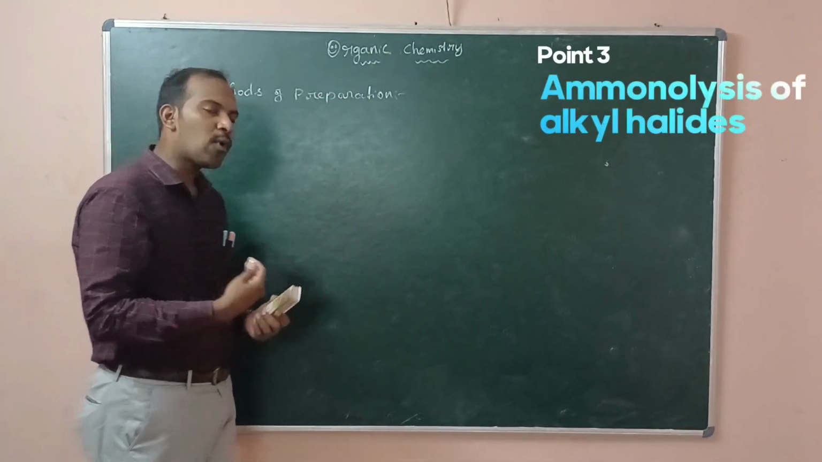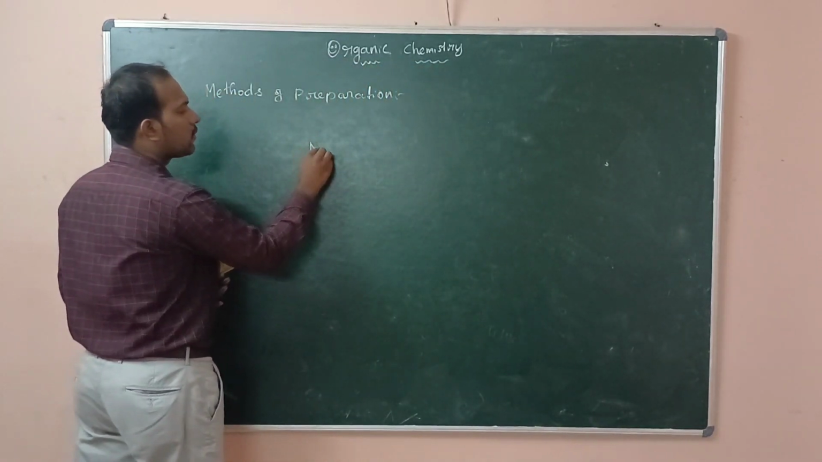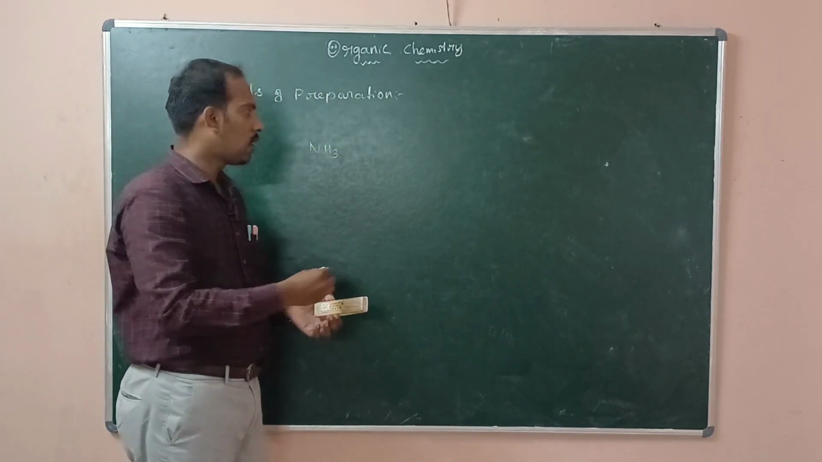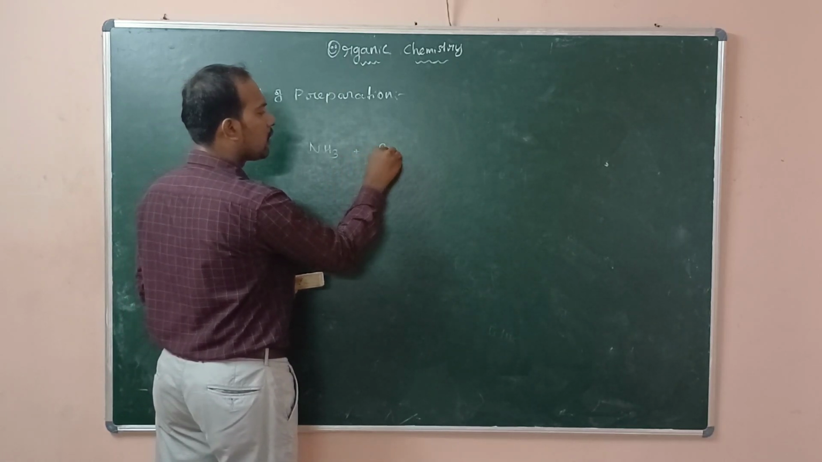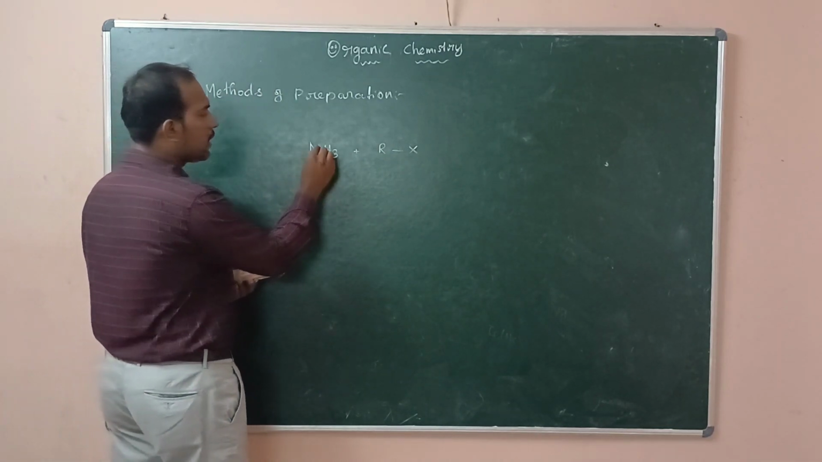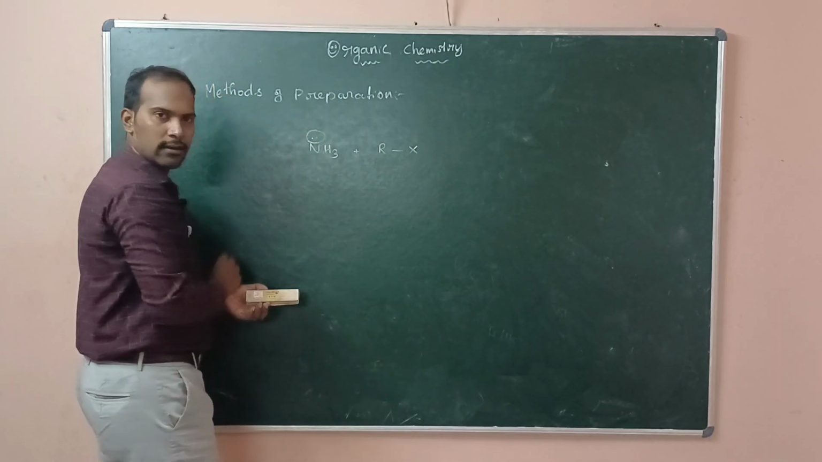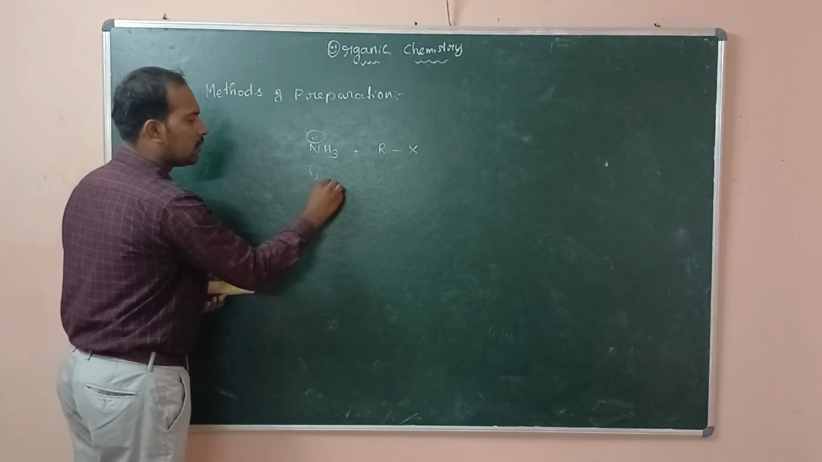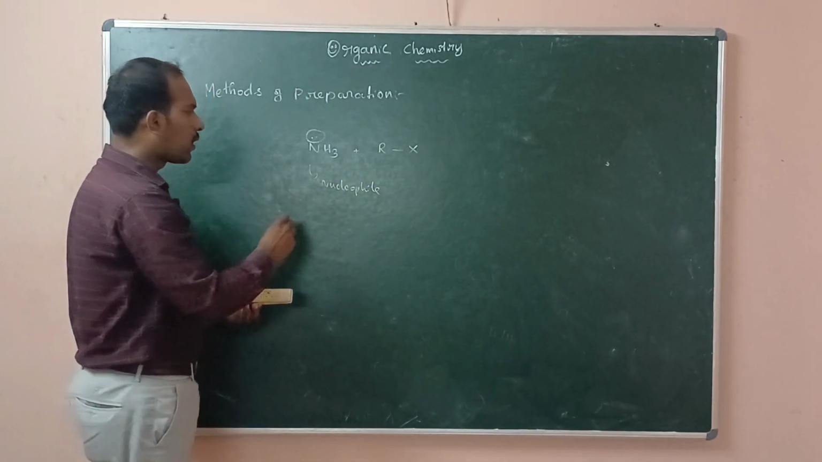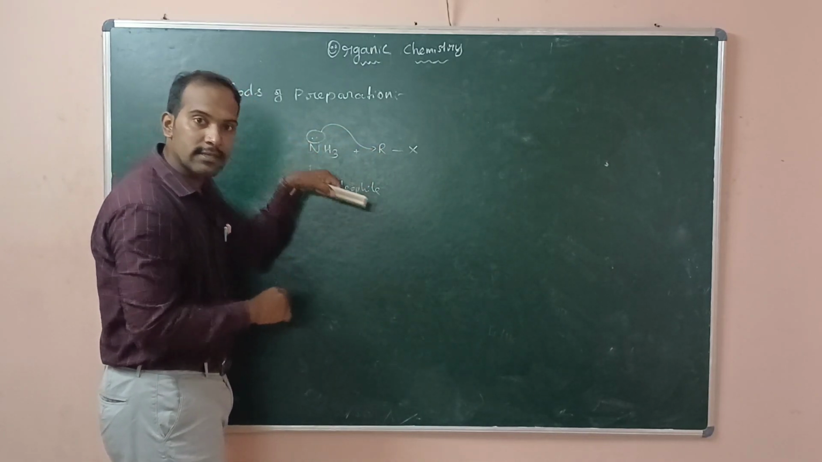So ammonolysis. Ammonolysis, what it is: we have to take ammonia as the starting reagent. Ammonia reacts with an alkyl halide, RX. Here ammonia has a lone pair, so it acts as a nucleophile. So this will undergo nucleophilic substitution.